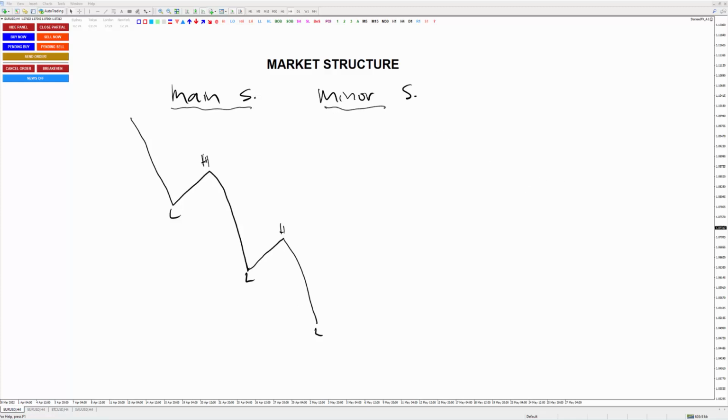Minor is basically the movement within the main structure. I changed it with a different color here. So we know that in this instance, in the main structure, the market is going lower, right? I mean, in this case, it is in a downtrend. So here, usually the minor is the movement within the main structure, and it is a smaller movement.